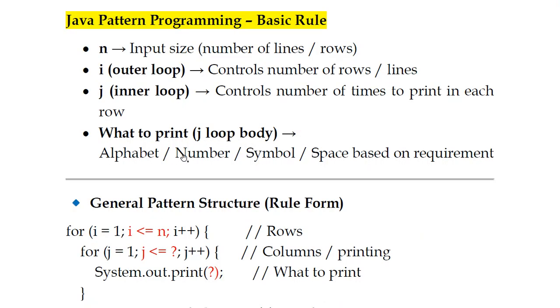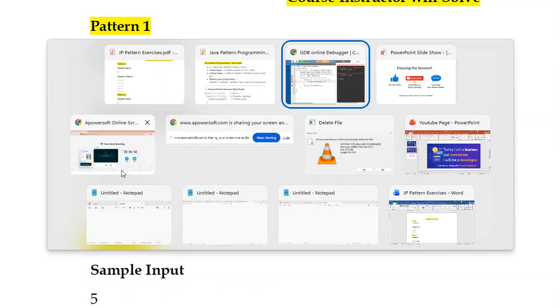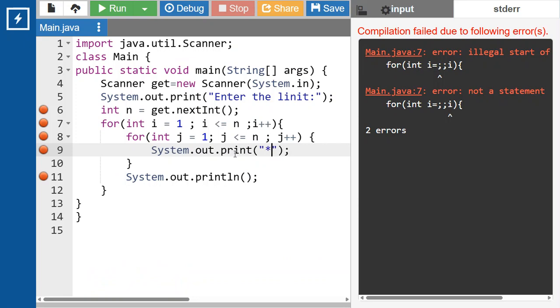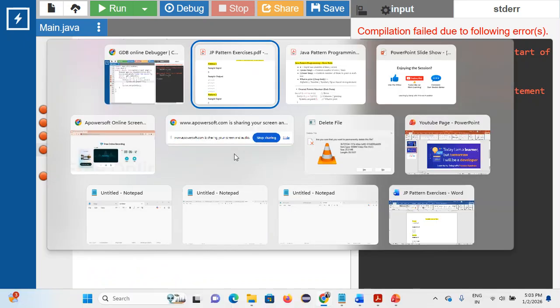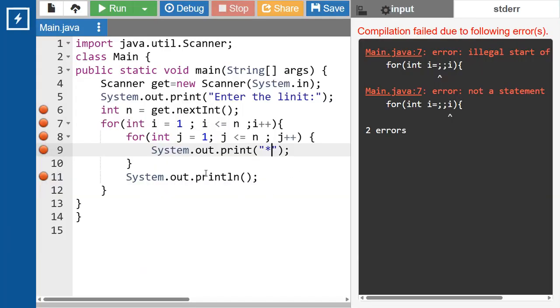The body of this j loop. What to print? Alphabet or number or symbol or some space. Here, according to the sample input, what are you going to print? Symbol, asterisk. So give this asterisk here. Got it? So in the first line, we are printing the stars. Are you clear? So the first line is complete.